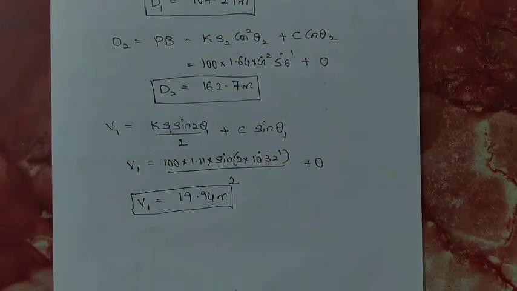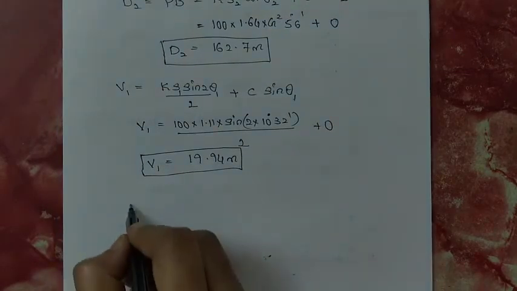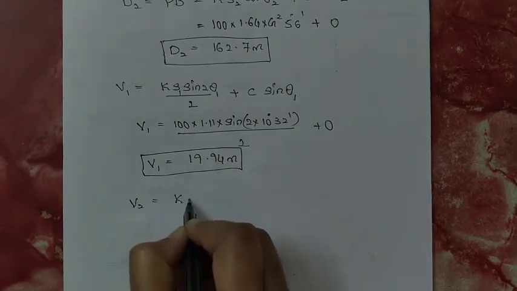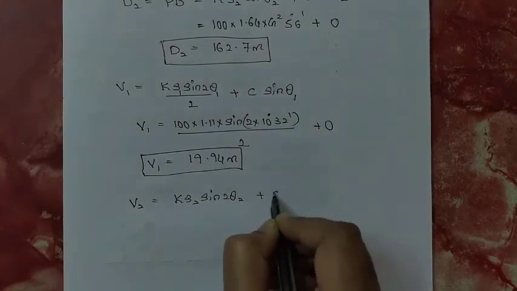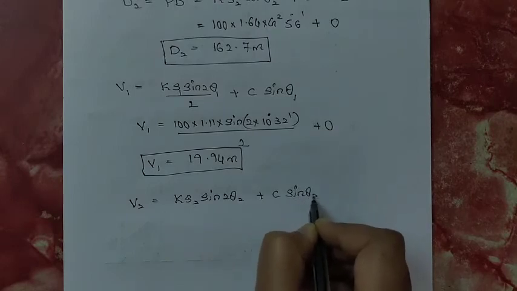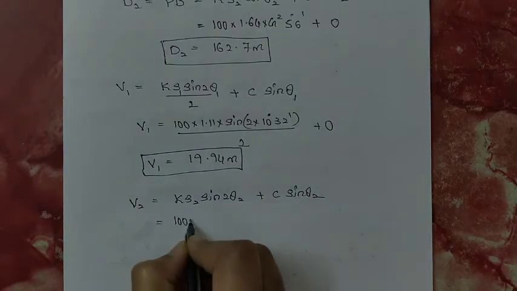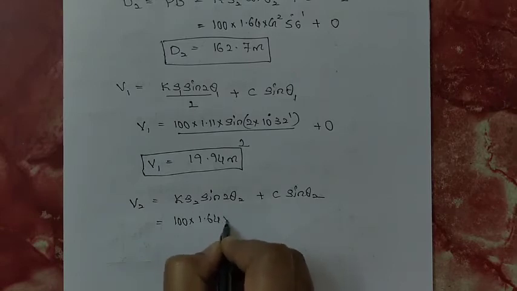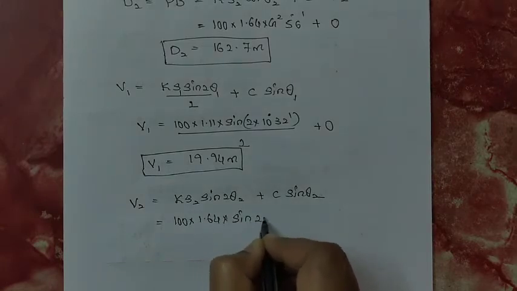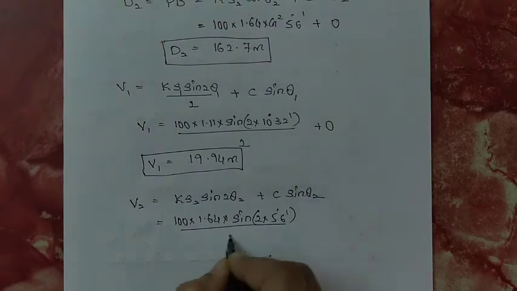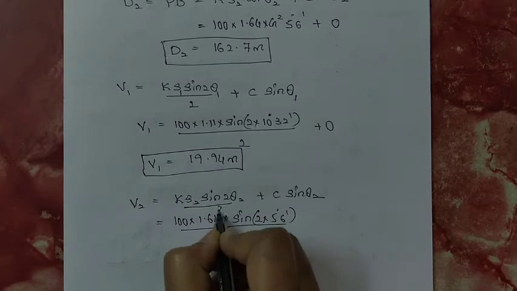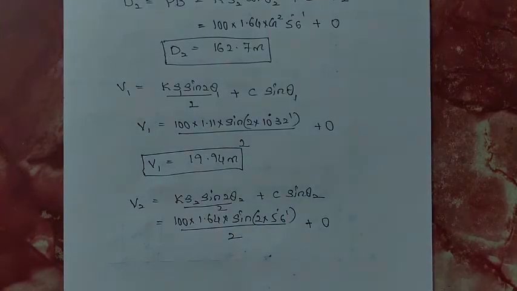Similarly calculate vertical component V2, that is K into S2 sine of 2 theta 2 divided by 2 plus C into sine of theta 2. Substitute the value 100. S2 value is 1.64 into sine of 2 into theta 2, it is 5 degree 6 minutes, divided by 2. Sorry, here divided by 2. Okay, plus 0. Upon simplification, you will get V2 as 14.52 meter.